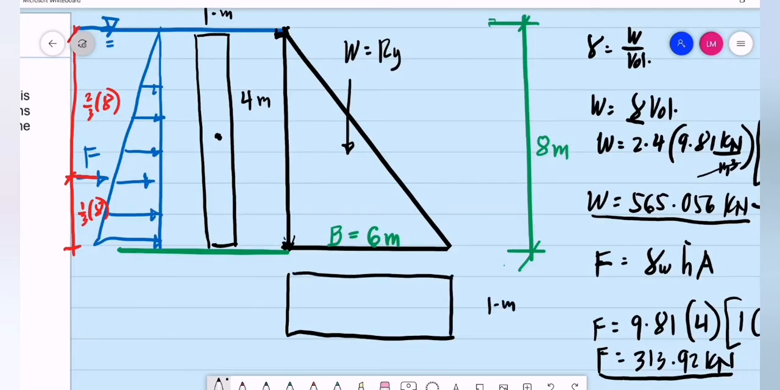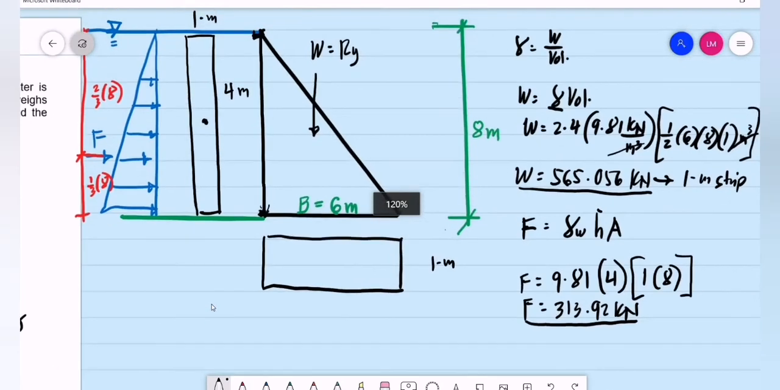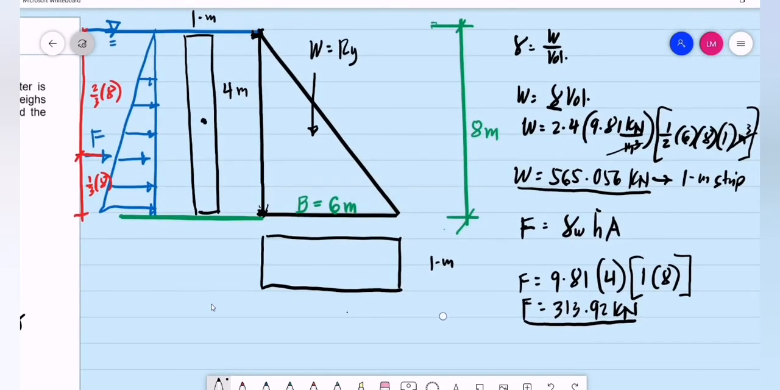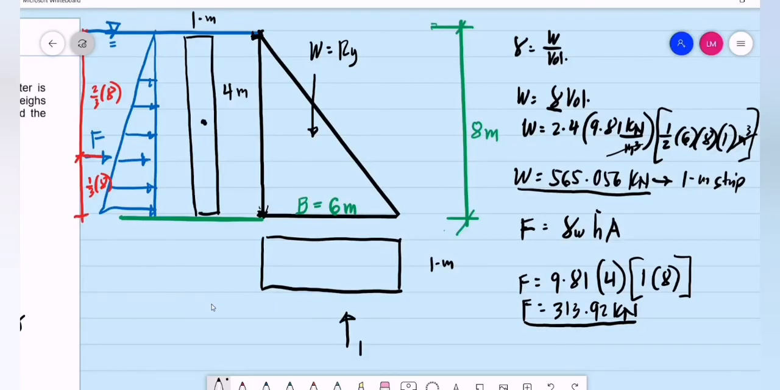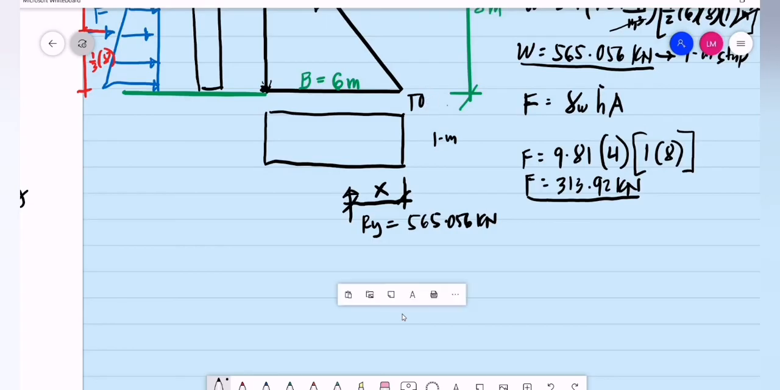So let's say this is the 1 meter strip. Okay, we need to locate the reaction at the base. So we have this as Ry. If this Ry is equal to 565.056 kilonewtons. So basically, if we are to do summation forces vertical, this Ry is also equal to 565.056 kilonewtons. All we have to do is locate this value from the toe. So let's say that distance is at a distance of x. So this is the toe of the dam, and this point will be the heel.